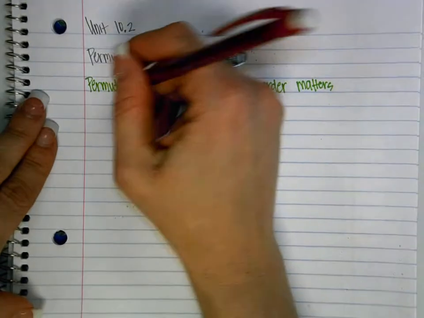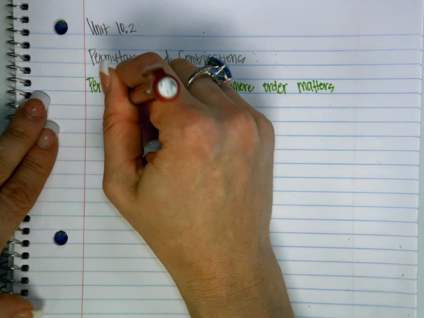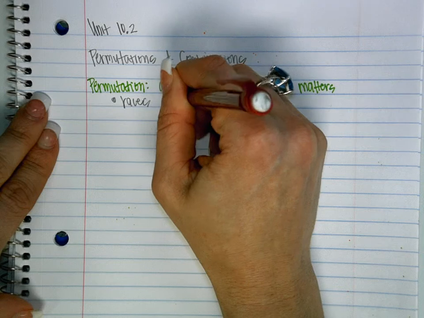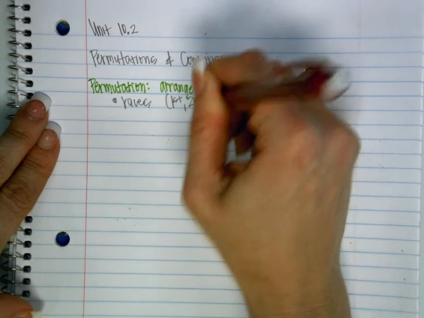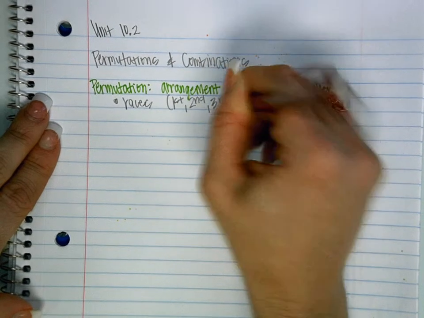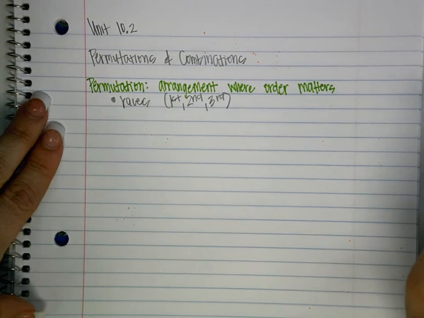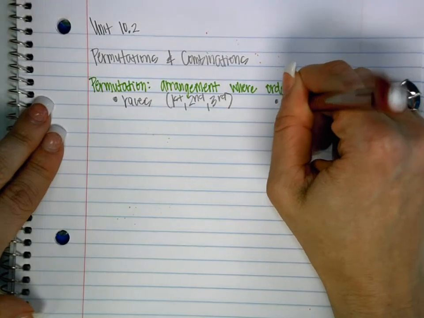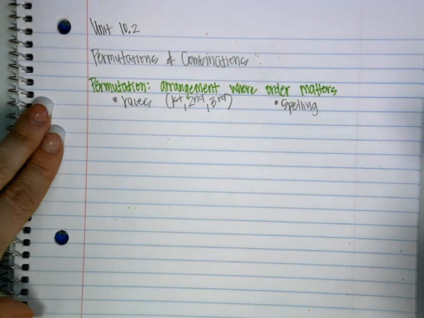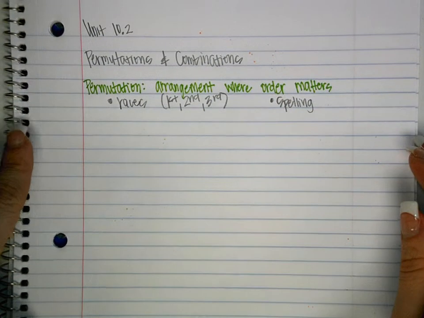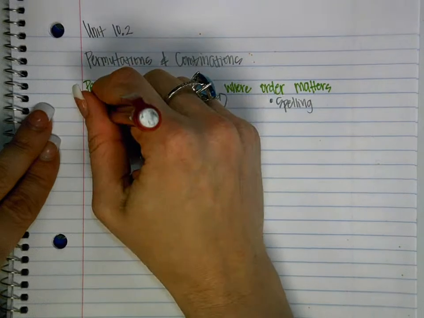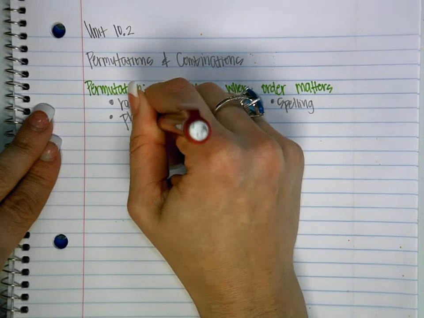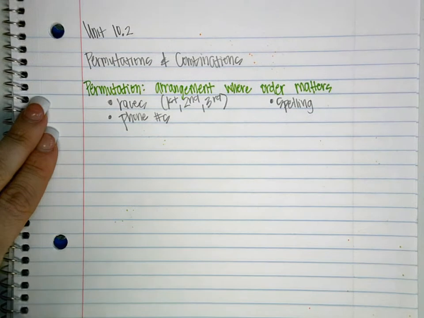An example of a permutation would be something like a race, where someone would finish first, second, and third. It does matter to you, if you're in a race, what order you finished. Correct spelling is another one that we consider a permutation. And another example of a permutation would be phone numbers.